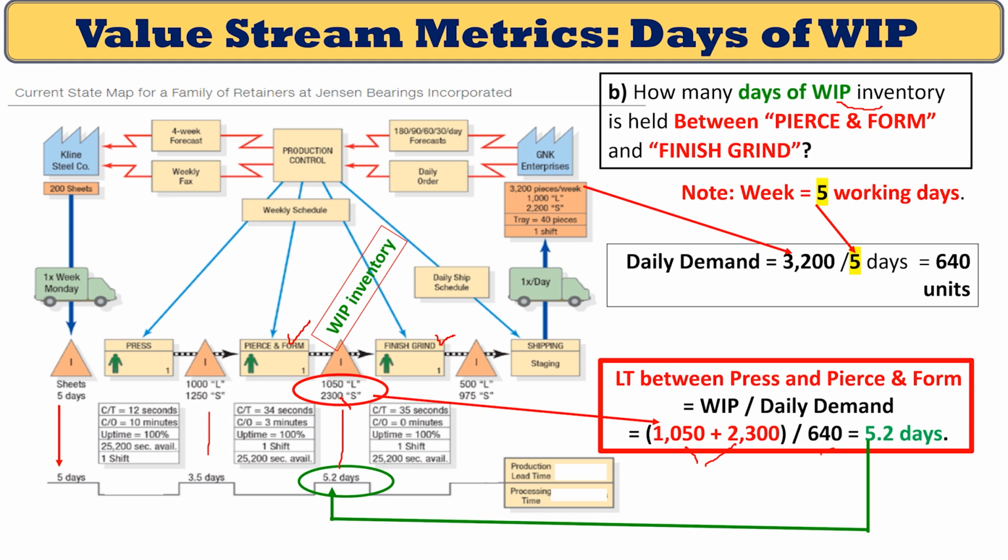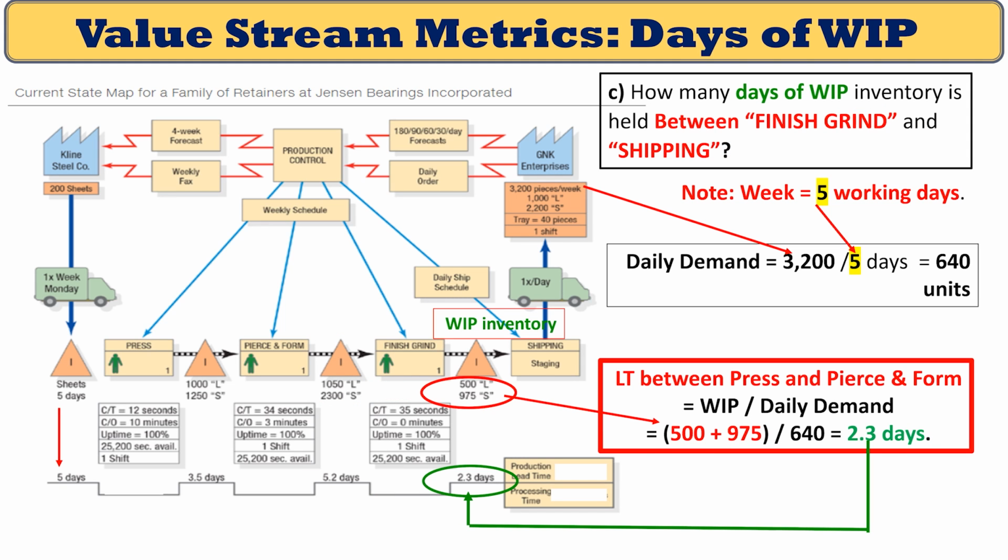Now we're going to move on with the last one, the days of WIP inventory between finished grind and shipping. This is shipping, and that inventory is right here. We do the same thing: 500 large plus 975. We sum them up, we divide by the daily demand, and that number is 2.3 days, and we report that number right here.